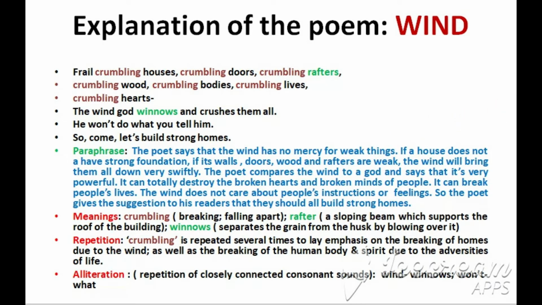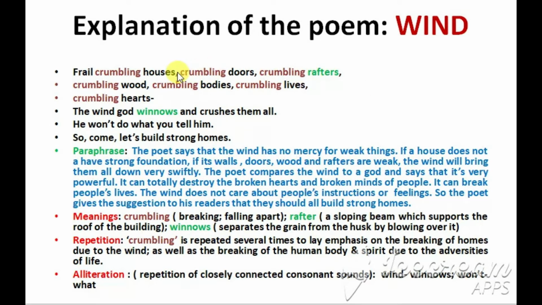The poet says that the wind has no mercy for weak things. If a house does not have a strong foundation, if its walls, doors, wood and rafters are weak, the wind will bring them all down very swiftly. The poet compares the wind to a god and says that it is very powerful. It can totally destroy the broken hearts and broken minds of people. It can break people's lives. The wind does not care what people's instructions or feelings are. So the poet gives the suggestion to his readers that they should all build strong homes.